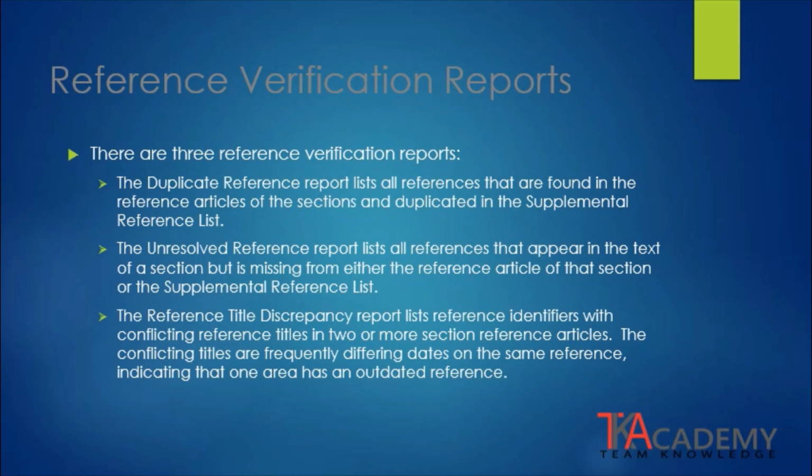There are three types of reference verification reports that are generated by Specs and Tact. The duplicate reference report lists all references that are found in the reference articles of the sections and duplicated in the supplemental reference list. The unresolved reference report lists all references that appear in the text of the section but are missing from either the reference articles of that section or the supplemental reference list. The reference title discrepancy report lists reference identifiers with conflicting reference titles in two or more section reference articles. The conflicting titles are frequently differing dates on the same reference, indicating that one area has an outdated reference.